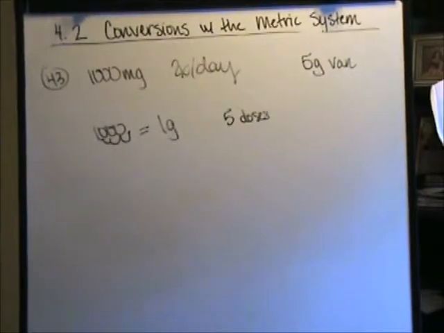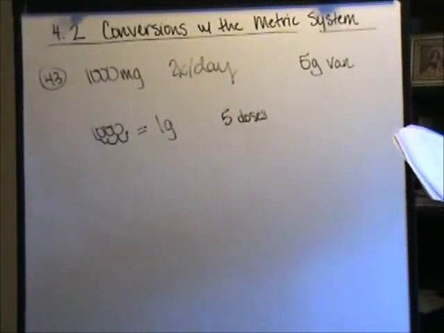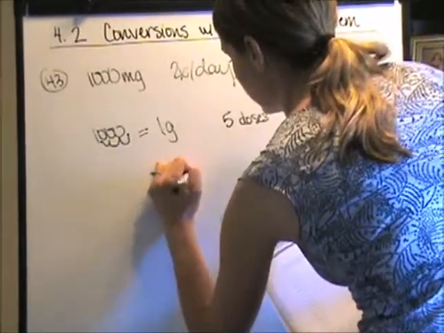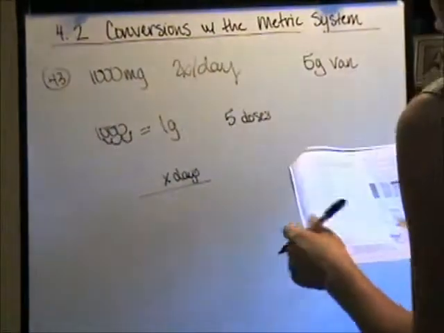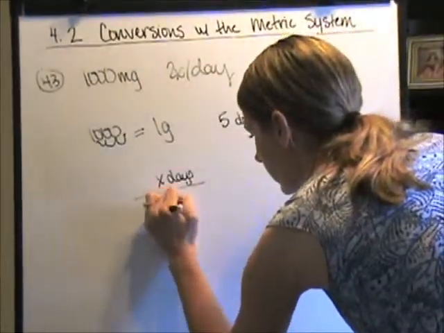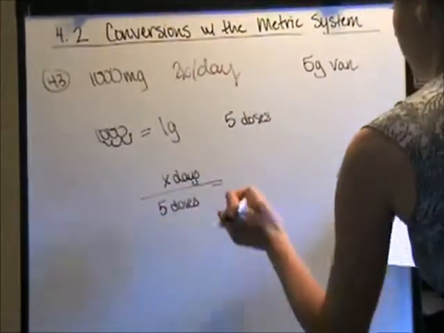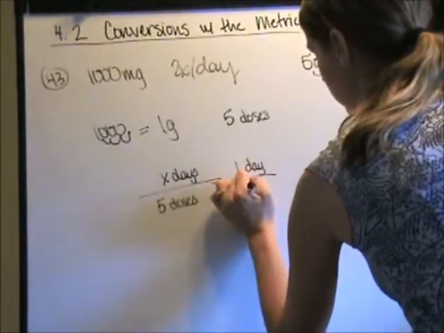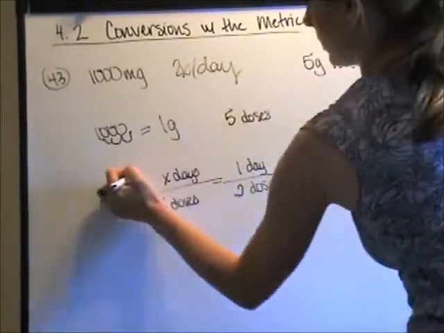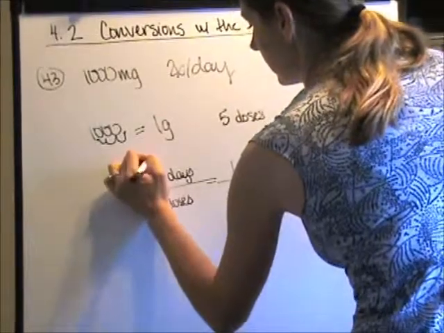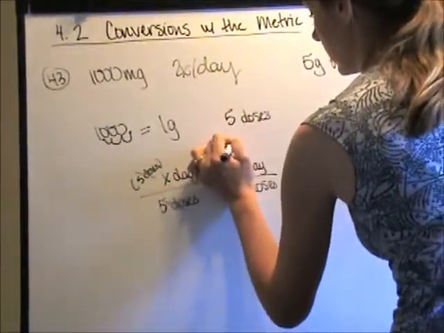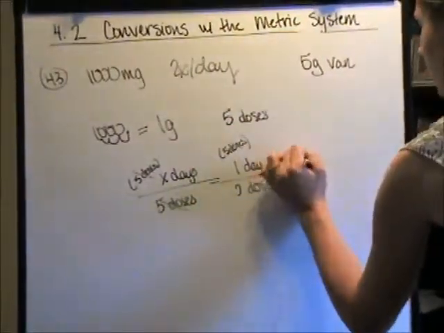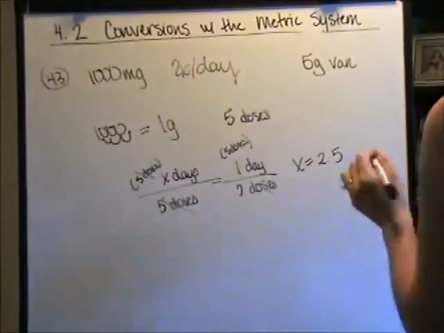Now, question B asks how many days will one vial last? Well, we can set up a proportion for that. We're looking for days. And we know that there are 5 doses in the vial. And we also know that every day the patient is taking 2 doses. So we take this times 5 doses. This cancels out, and we do the same over here. The doses cancel out. 5 divided by 2, and that vial is going to last us 2.5 days.